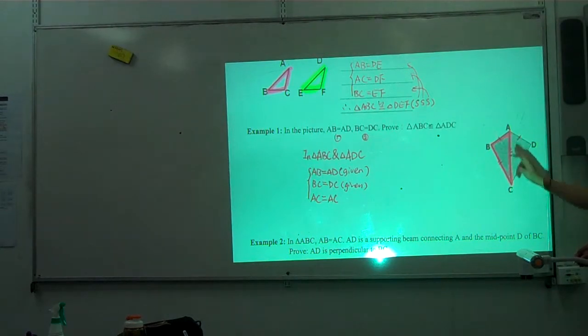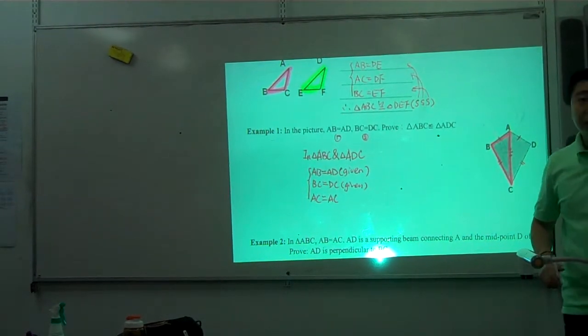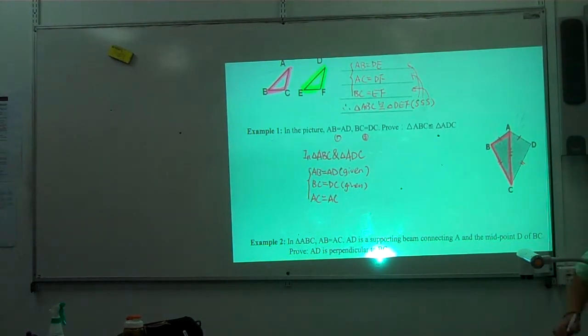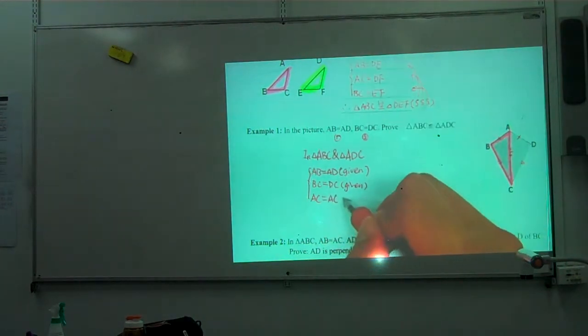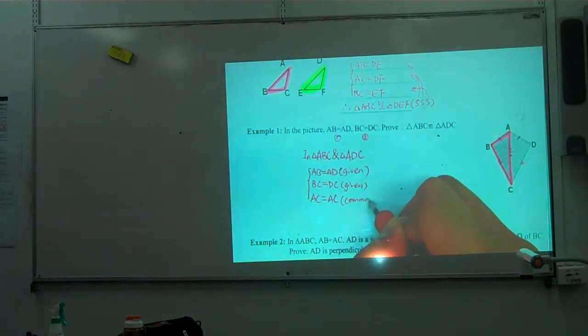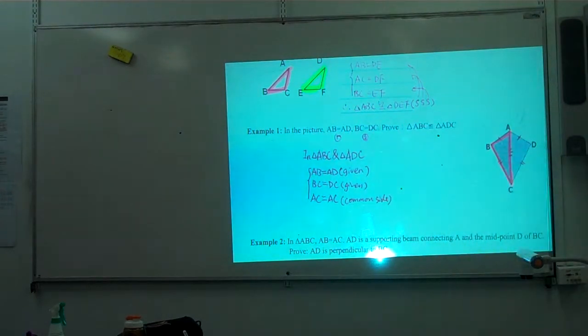What's the reason AC equals AC? Because it's covered. Because they are common. Good. Okay, so we write common side. So if you are not given it in the question, you may find a common side, because for this one you don't have to be given. Alright, you can see it from the graph.